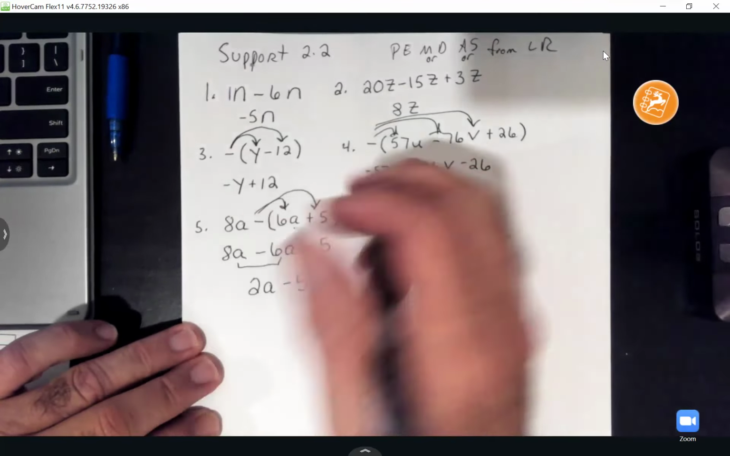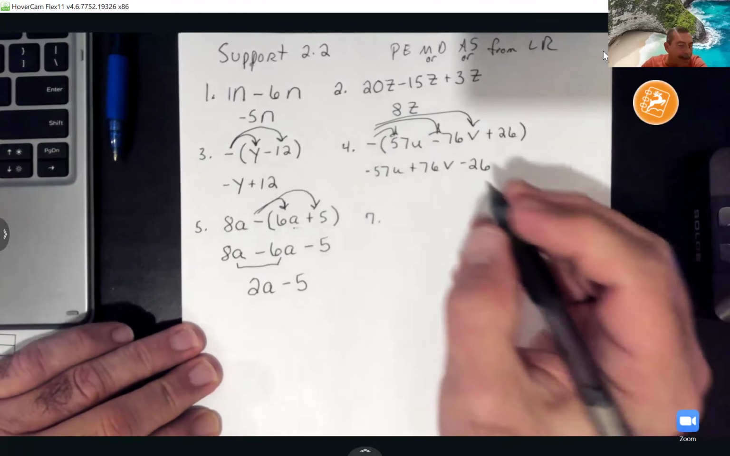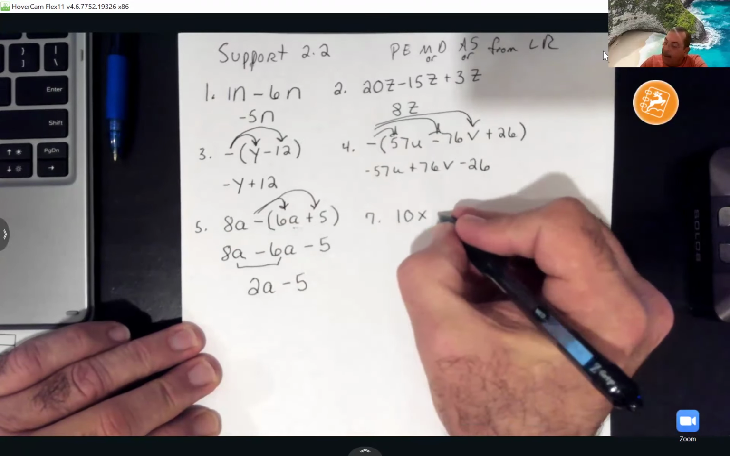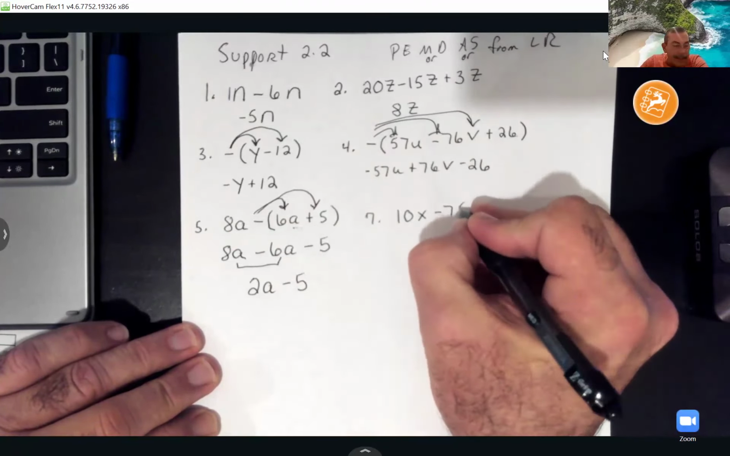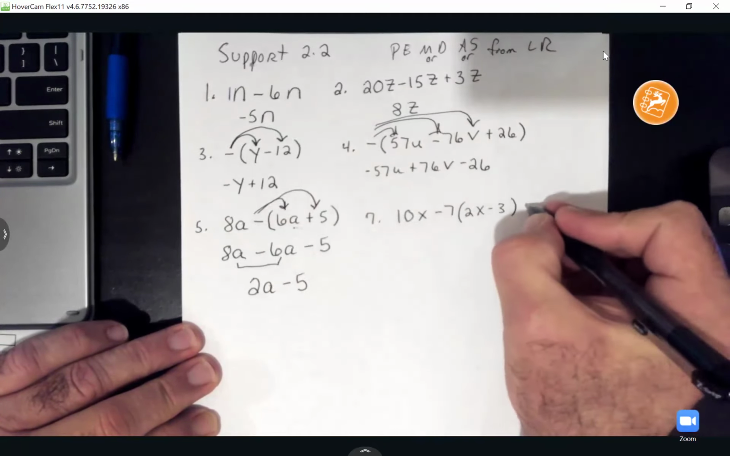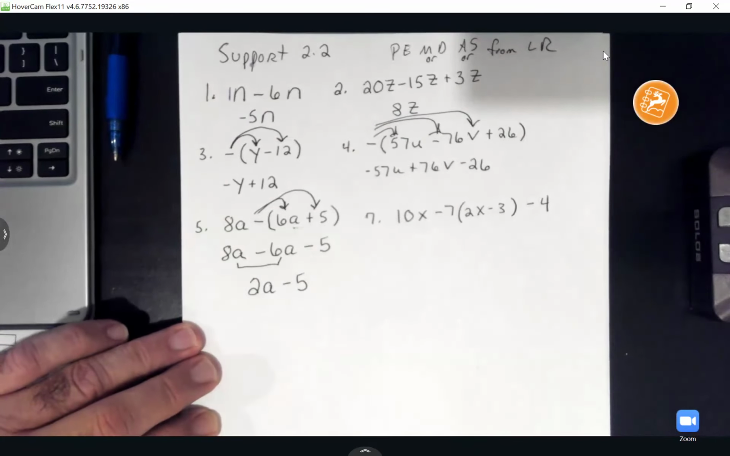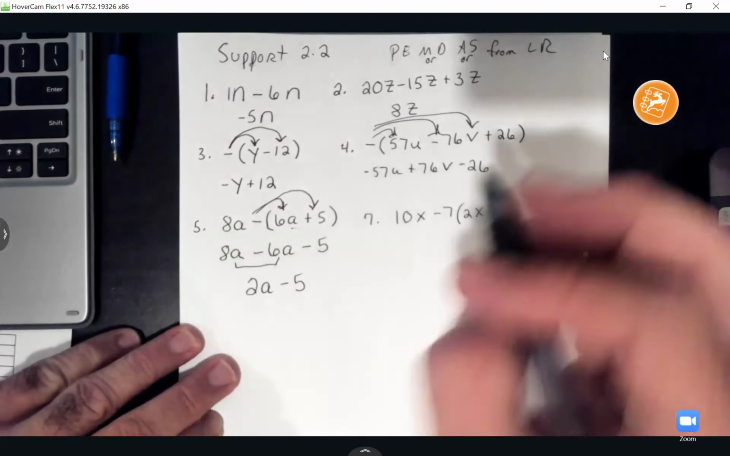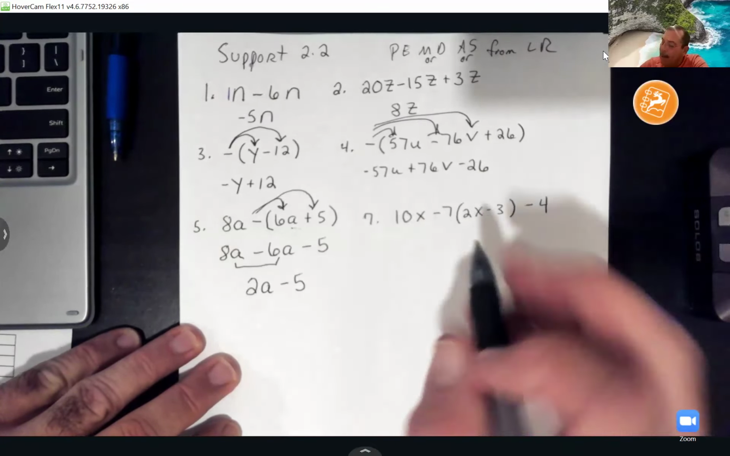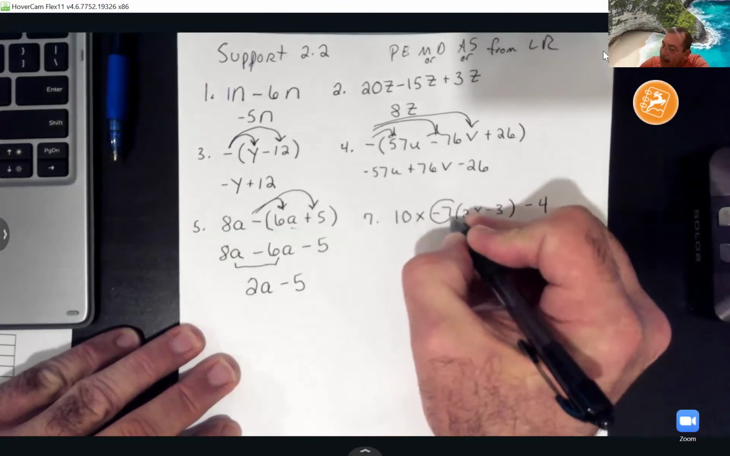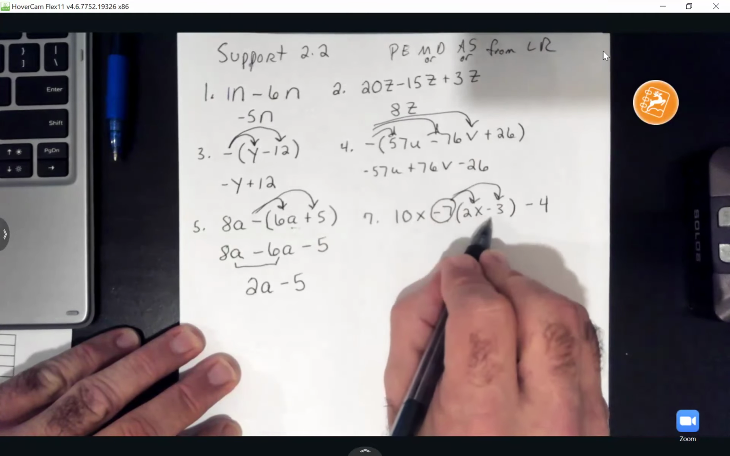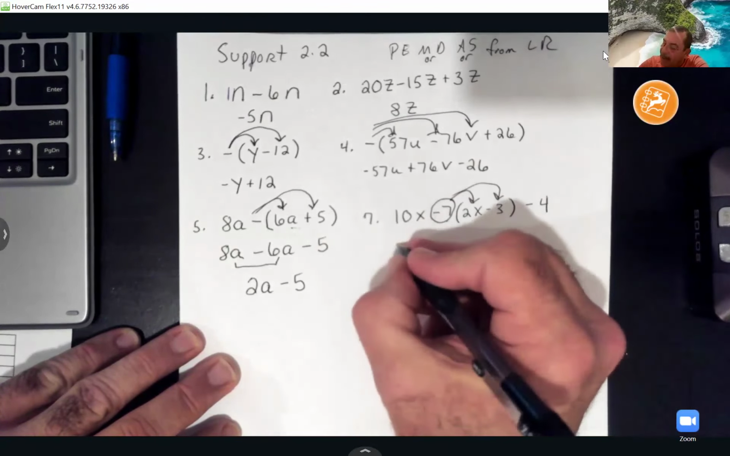Number 6 was like this one, so I'm going to skip to 7. And y'all look at this. 10x minus 7 times 2x minus 3, 2x minus 4. So I'll tell y'all the first thing I would do to that is distribute. But look, this is a negative and a 7. This whole thing we got to distribute. The sign and the number. So y'all, I'm going to bring down the 10x.